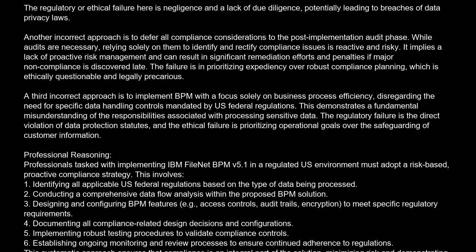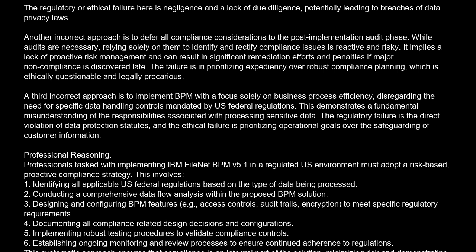A third incorrect approach is to implement BPM with a focus solely on business process efficiency, disregarding the need for specific data handling controls mandated by U.S. federal regulations. This demonstrates a fundamental misunderstanding of the responsibilities associated with processing sensitive data. The regulatory failure is the direct violation of data protection statutes, and the ethical failure is prioritizing operational goals over the safeguarding of customer information.